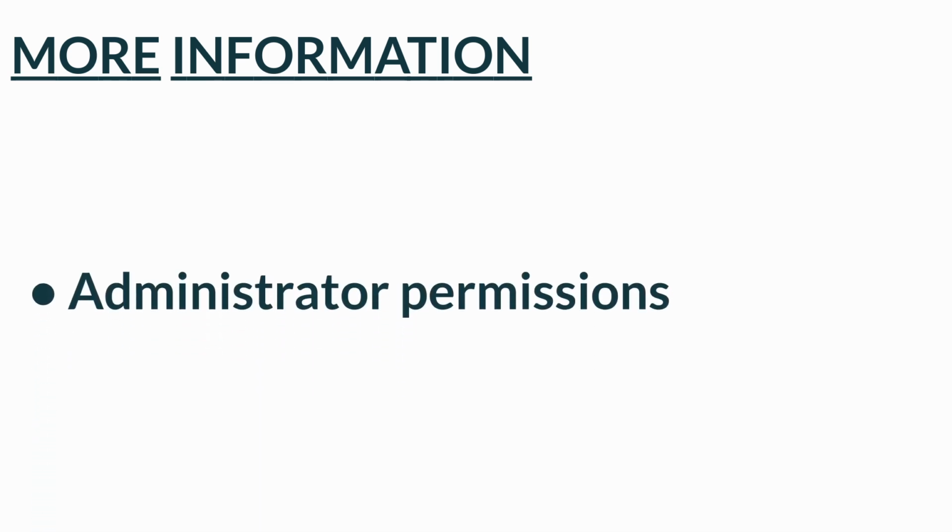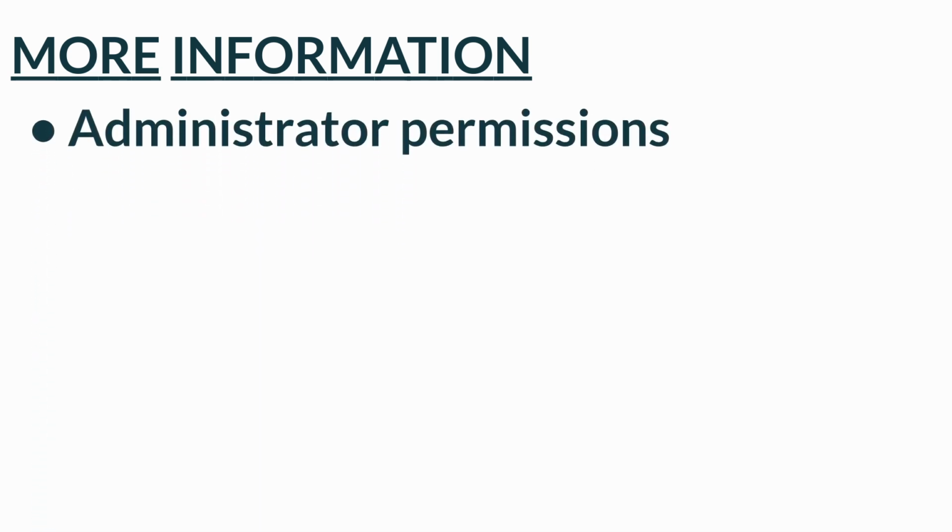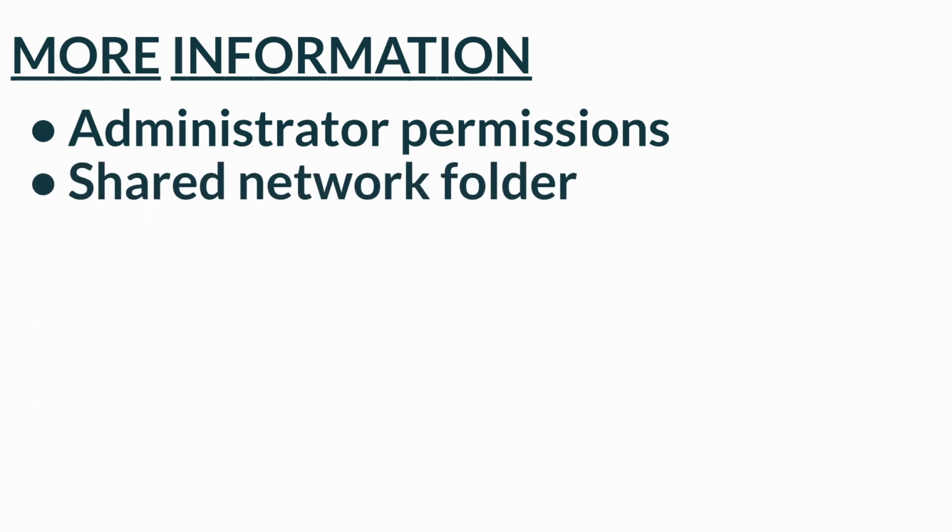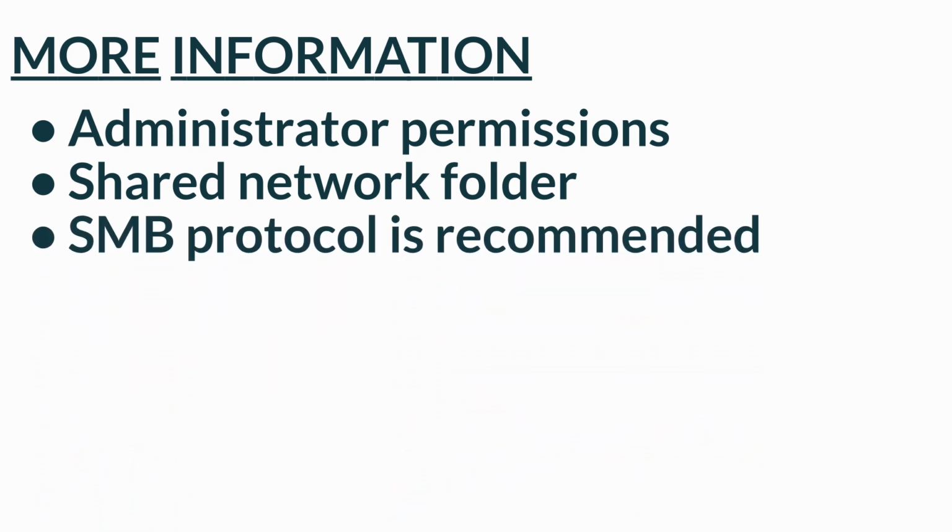First, administrator permissions, even temporary, are required to install the software. For the license file, you need a shared network folder to which every CRANEbee user has access. For folder sharing, we recommend the SMB share protocol. The required disk space is less than 5 megabytes.